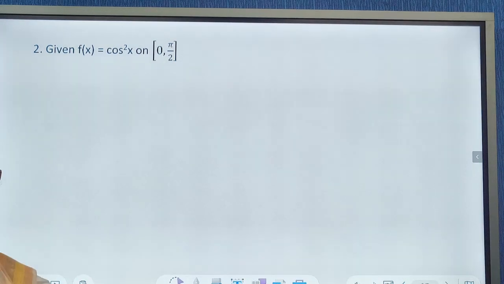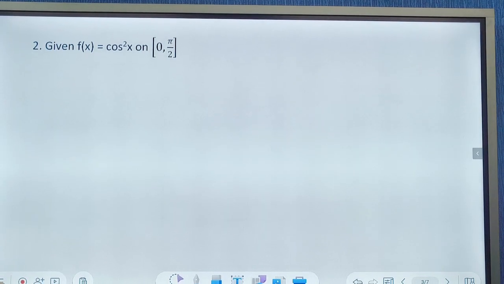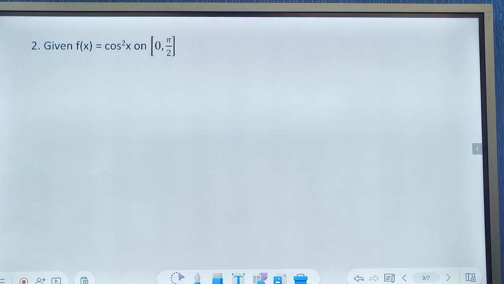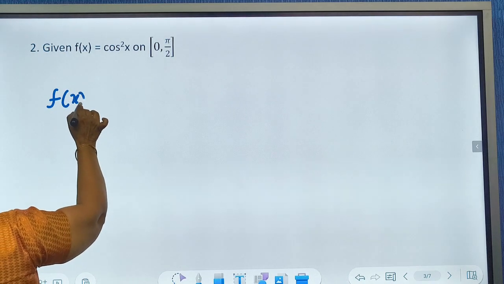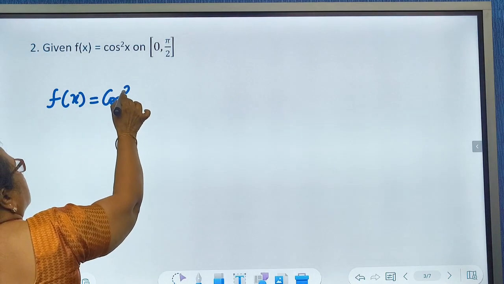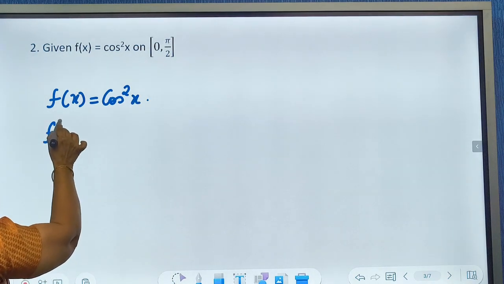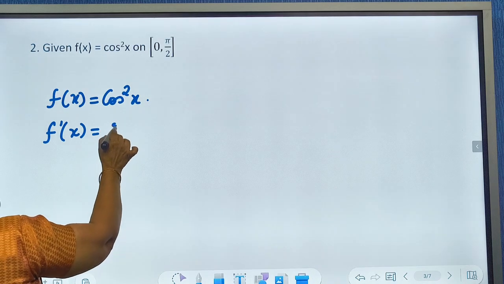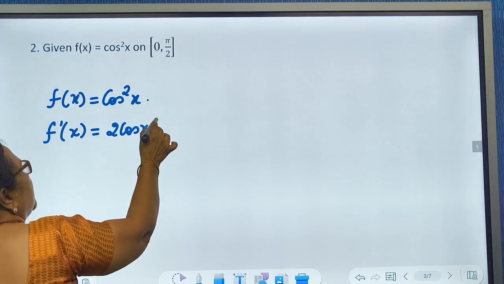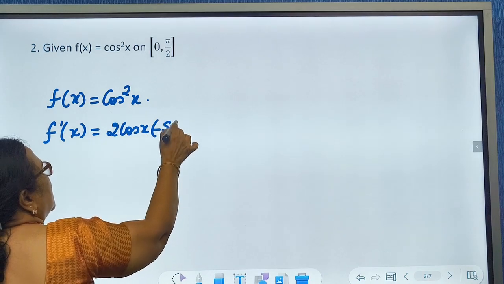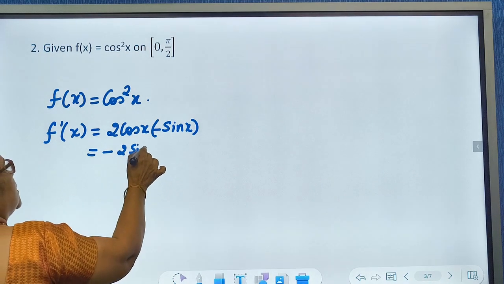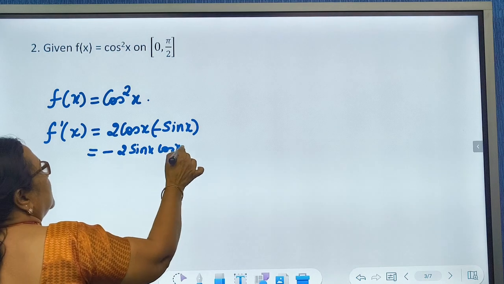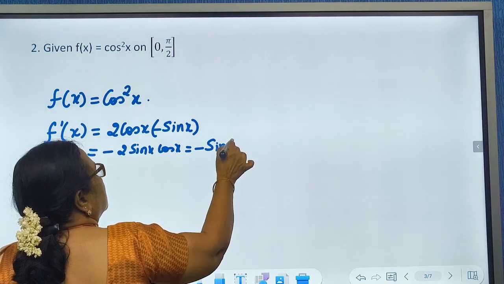Now we have f of x equal to cos square x, and we want to find where it is increasing or decreasing, the nature of the function in the first quadrant. So f of x is cos square x. f dash of x will be 2 cos x by the chain rule, into the derivative of cos x, which is minus sin x. So that is minus 2 sin x cos x, which is minus sin 2x.